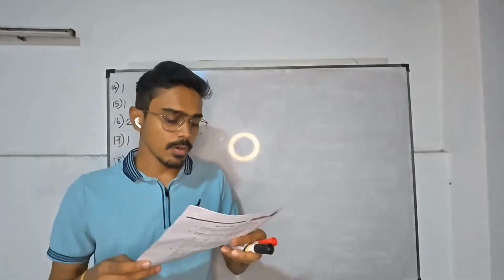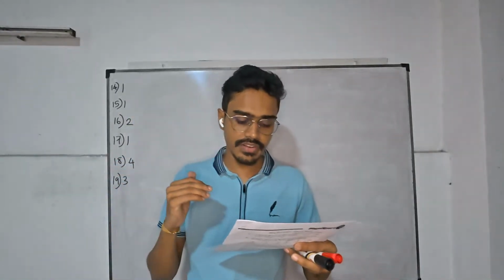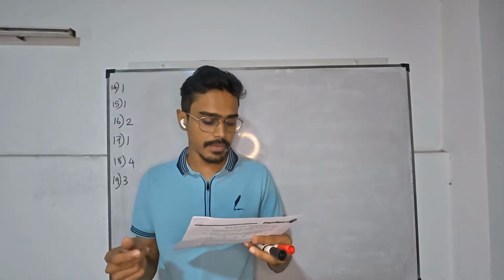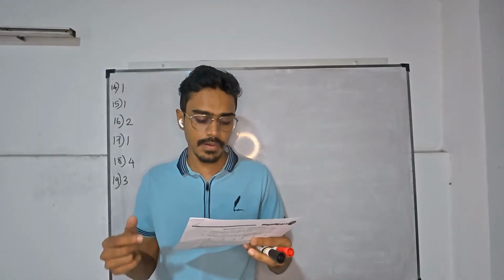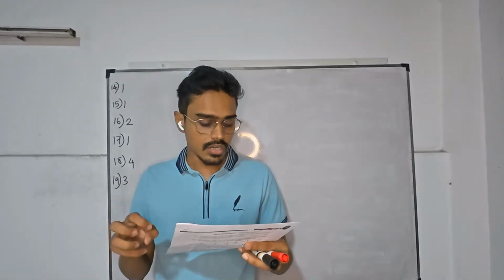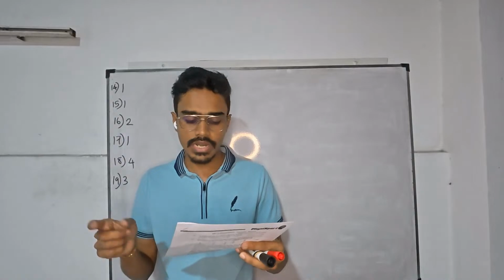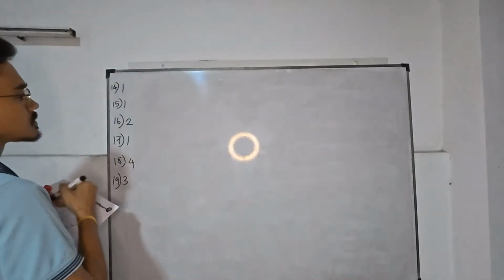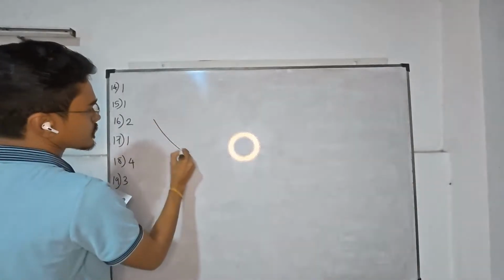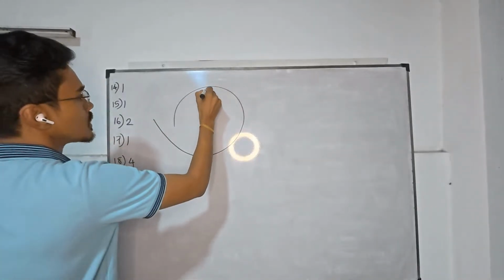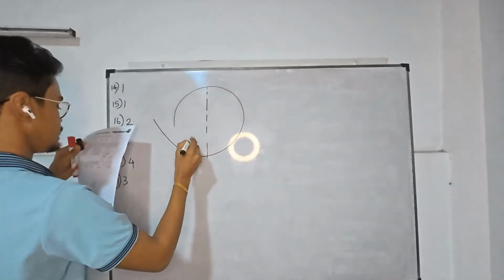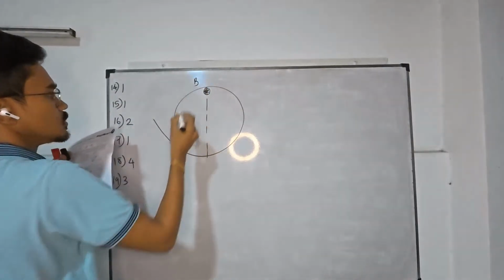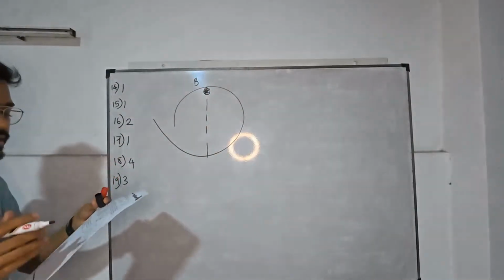A ball released at point A travels on a frictionless track as shown in the figure. Then the ball just touches point B on the inner surface of the circular part of the track of radius r. What's the velocity of the ball at point B? Point B is here. Right here. Just touches.